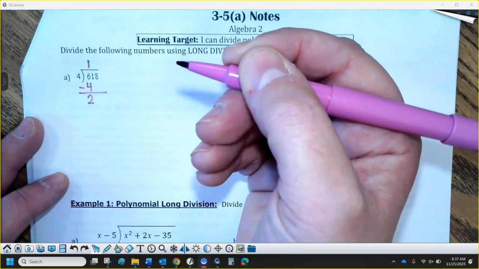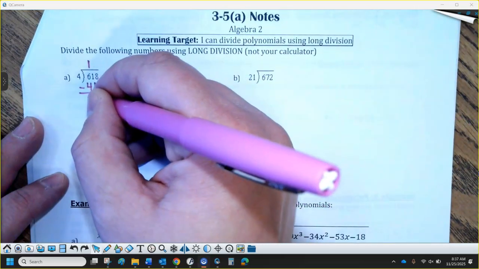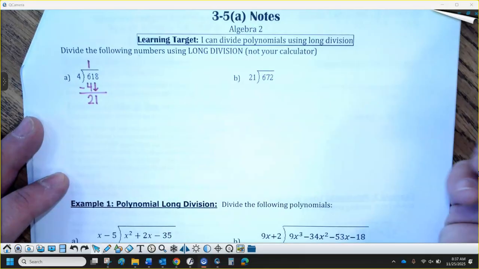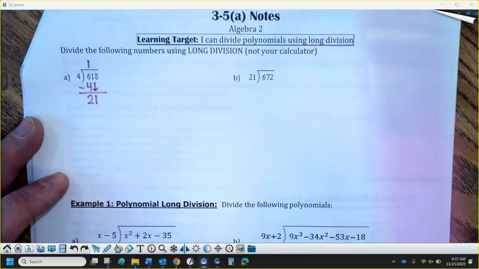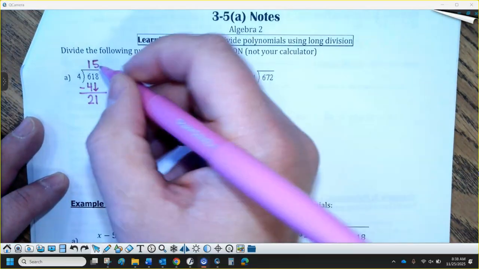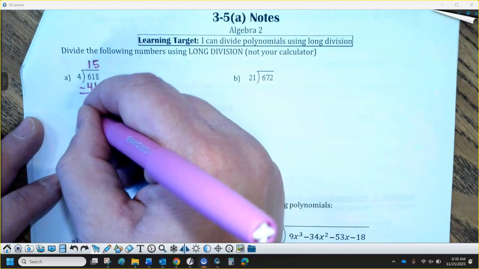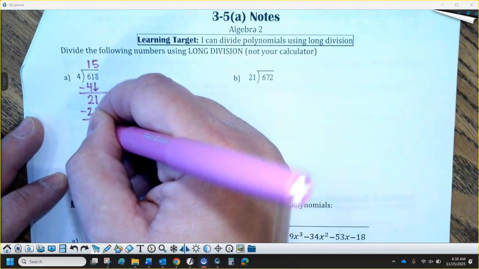And then do you remember what the next step is? Okay, we could just bring down the next digit. Don't bring down both of them. Just bring down the 1. And then you repeat. So then I ask you, okay, how many times does 4 go into 21? 5. So then you put the 5 on the top, and then do 5 times 4 is 20. You write that underneath, and you subtract, and do 21 minus 20 is 1.